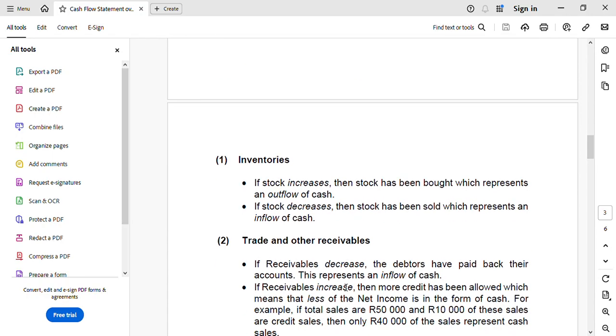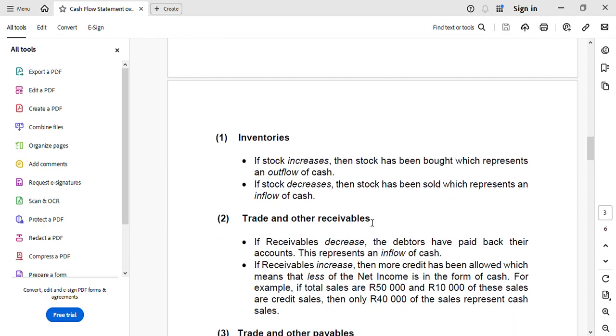Moving on to your receivables. With your receivables, if receivables decrease, it means your debtors have paid you back. If your debtors pay back, you're going to receive money from them, so that will be an inflow of cash. If, on the other hand, receivables increase, it means you've basically allowed more credit. Now, if you look at an example here, in your income statement, you would record next to sales in your answer column your total sales figure.